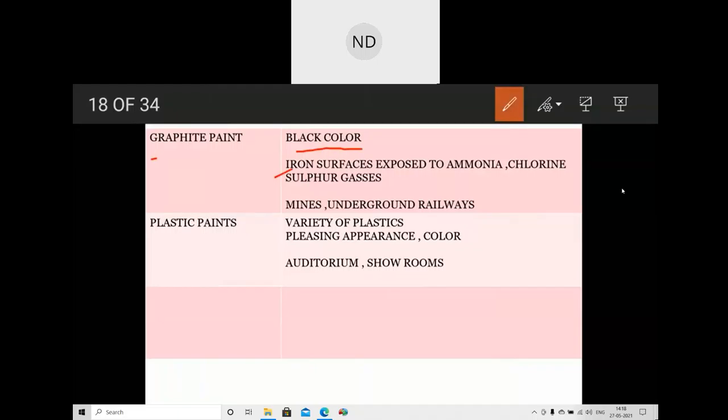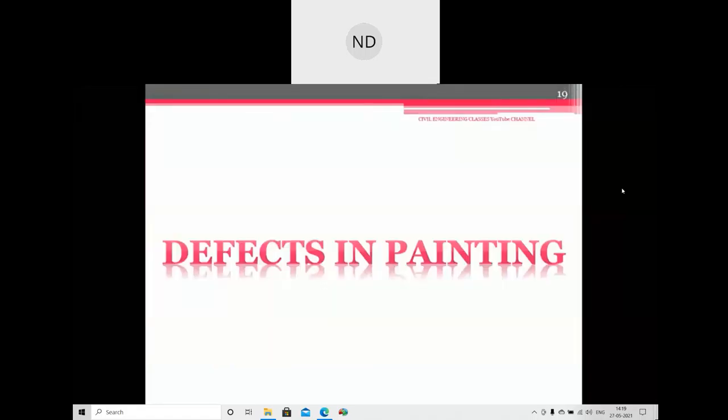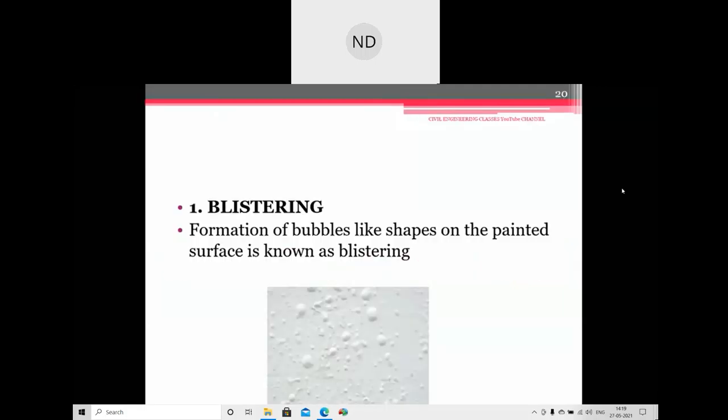Next kind of paint is the graphite paint, which has a black color. It is used mainly for iron exposed to ammonia, chlorine, sulfur gases, etc. These are mainly used in mines, underground railway construction, etc. Last type of paint is the plastic paint. It uses a variety of plastic or some fibers in it, and it has a very pleasing appearance and attractive color. So it is used in auditoriums, showrooms, etc. So that was about different types of paint.